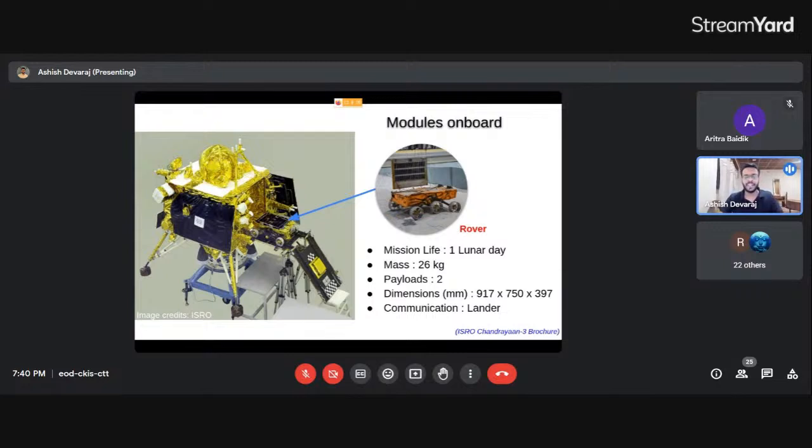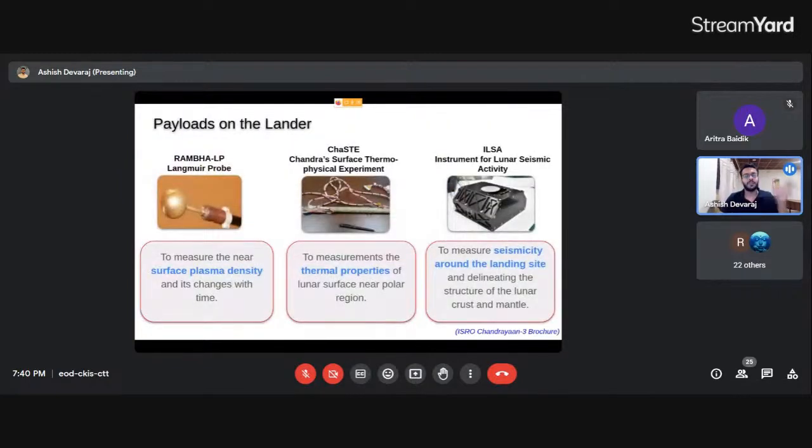So it was actually kind of a mimic of a geologist on Earth. So now coming to the payloads. These are the three payloads which were there on the lander. The left side, first one is called the Ramba payload, which measured the surface plasma at a particular height. As I mentioned earlier, to understand the plasma atmosphere just above the surface, this Ramba payload was used.